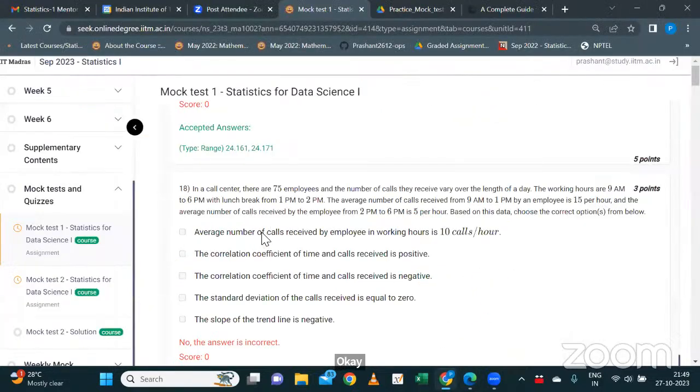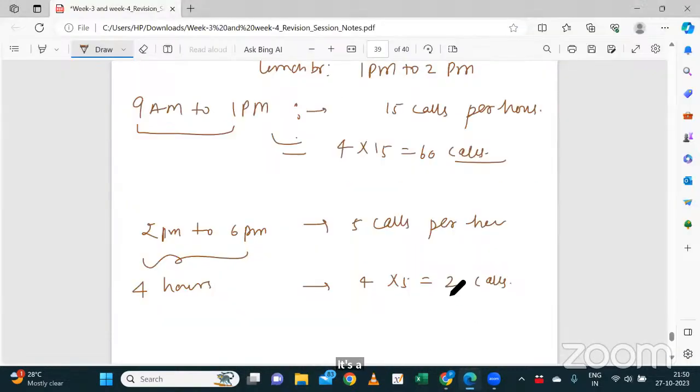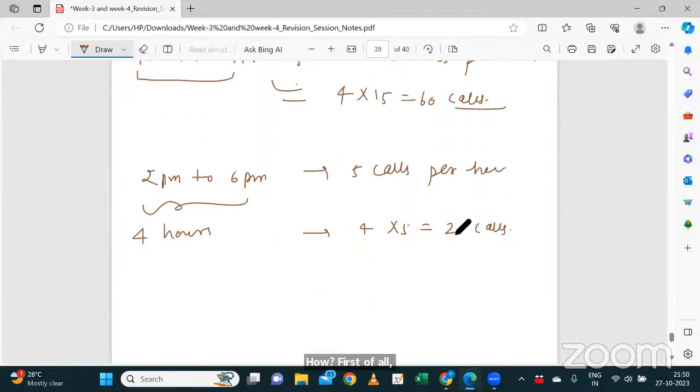It says the average number of calls received by an employee in working hours is 10 calls per hour. Whether it's correct or not? Correct, sir. How? First of all, you have to find out what the total number of calls is. The total number of calls is 80.